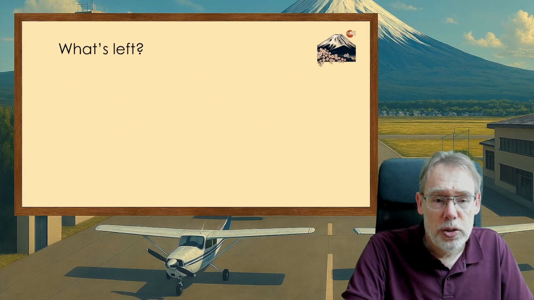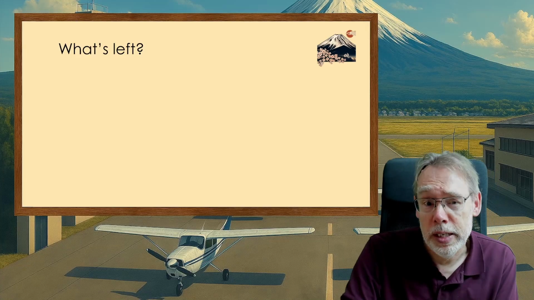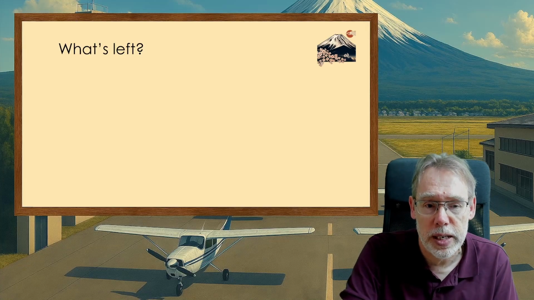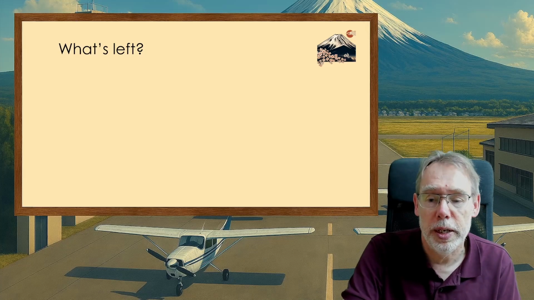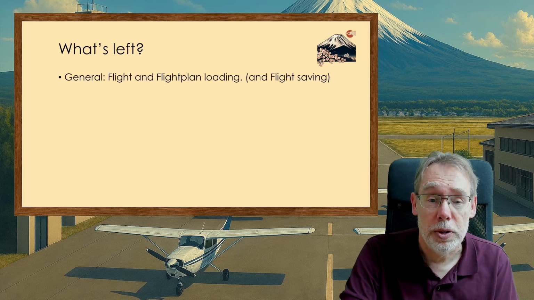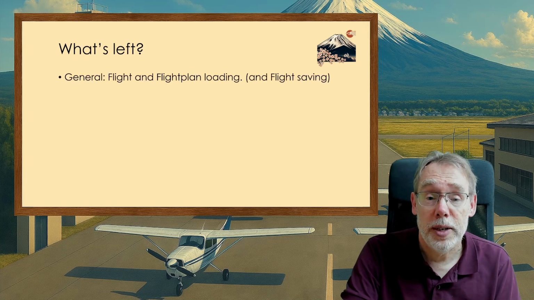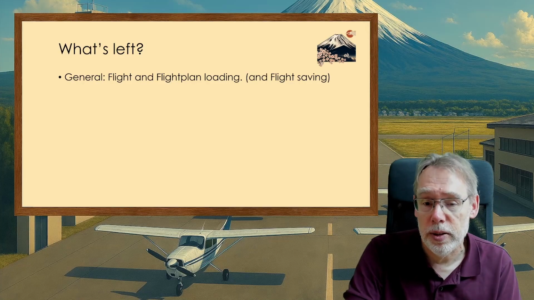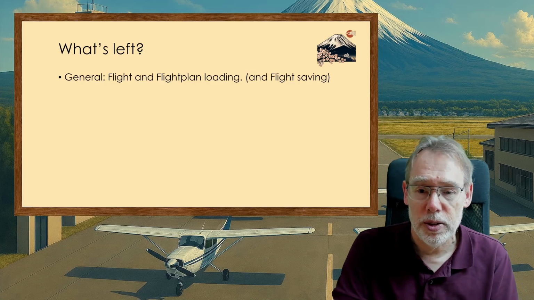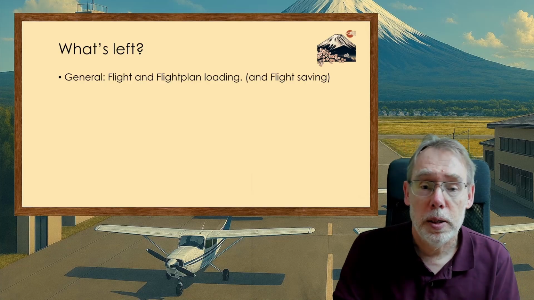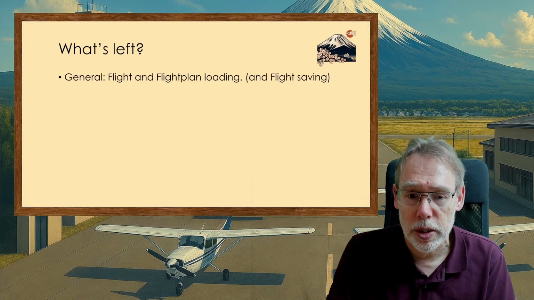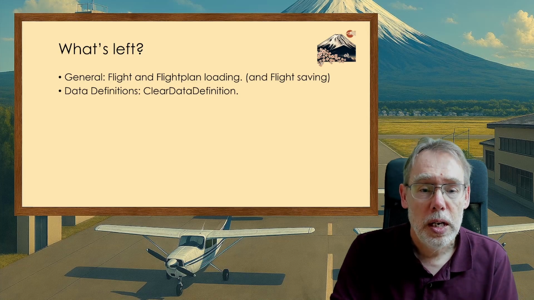Now, the question is, what do we have left? And I was keeping track of everything that I have and have not yet covered within the API, but we're pretty much nearing a wrap-up, it would seem. General flight plan and flight loading and flight saving, there are calls for that. We haven't done anything with that. Yeah, they're pretty simple. I can make an episode about those kind of simple leftover bits.